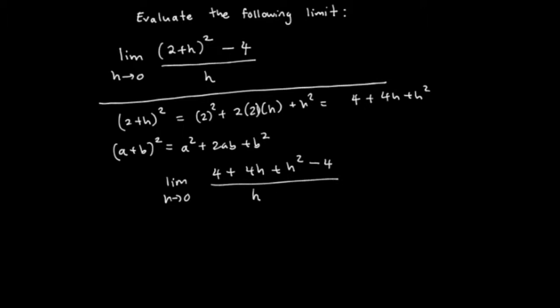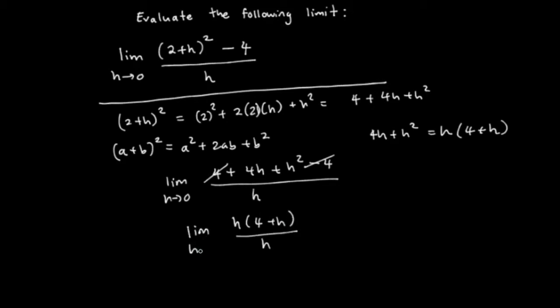Okay, now at this point I want to just do a little bit of collecting like terms. We have a 4 and a negative 4, so if you collect those together, it cancels out, right? So now we're left with 4h plus h squared. You can notice here that this 4h plus h squared has a common factor where you can actually factor out an h, so you get 4 plus h, right? So the greatest common factor between these two is this h. And instead of writing 4h plus h squared now, I'm going to write this as h times (4 plus h) over h, limit as h approaches 0.